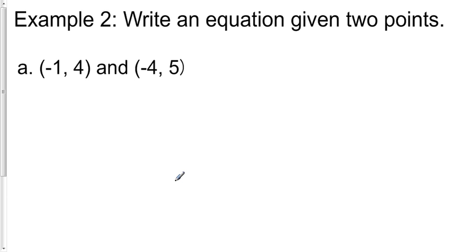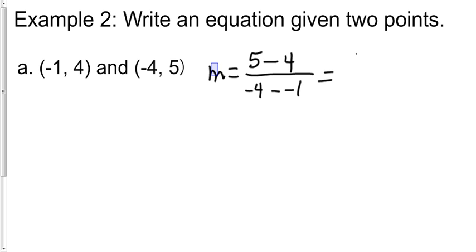In example 2, we're going to write an equation given 2 points on the line. So the only difference here is we know 2 points instead of 1, and we don't know the slope. So your first step is going to have to be finding the slope. Okay, so the slope m is the difference of the y values, 5 minus 4, over the difference of the x values, -4 minus -1. And I get 1 over -3, or -1/3 for my slope.